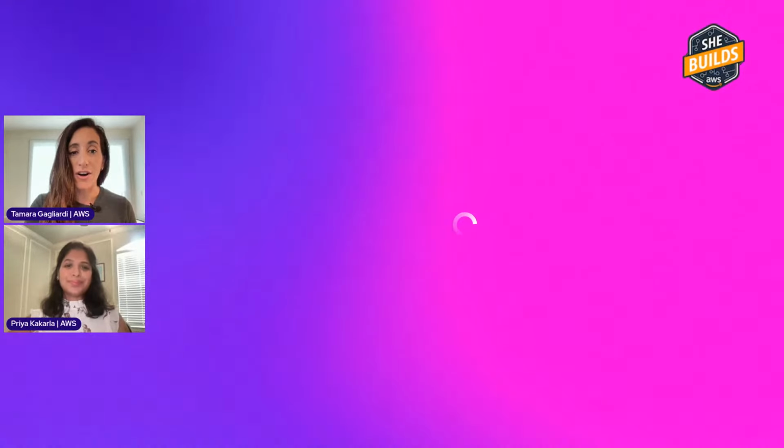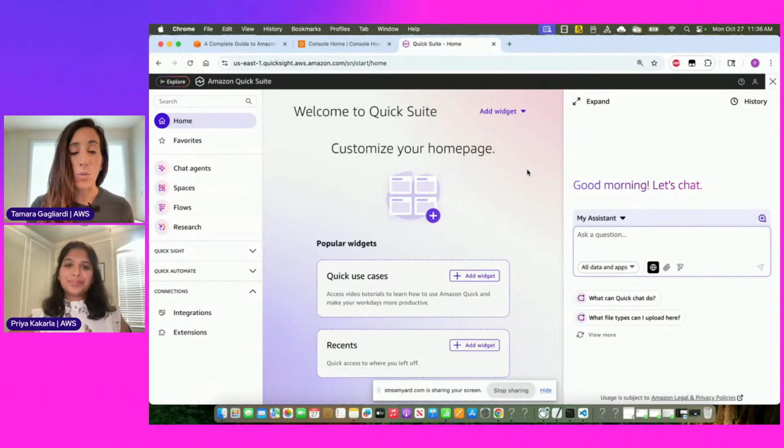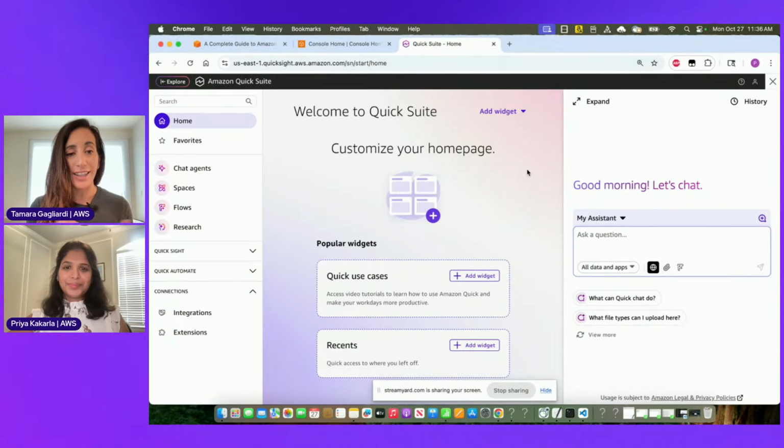So I'll be jumping into sharing the screen so that maybe we can start off by walking through the new experience for Quick Suite and the console itself. So what are we seeing right now?